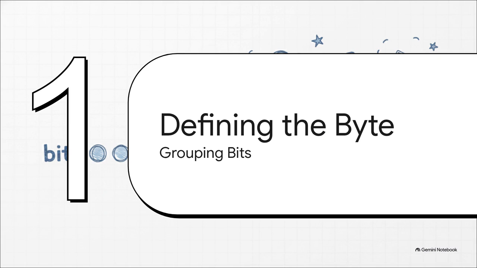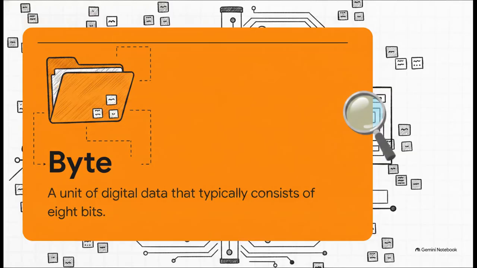Defining the byte, grouping bits. While bits are the essential building blocks, they're incredibly small. If computers only ever talked in individual bits, well, the numbers would be too astronomically huge for us to easily comprehend or organize. So computing engineers group them together. And that brings us to the byte.